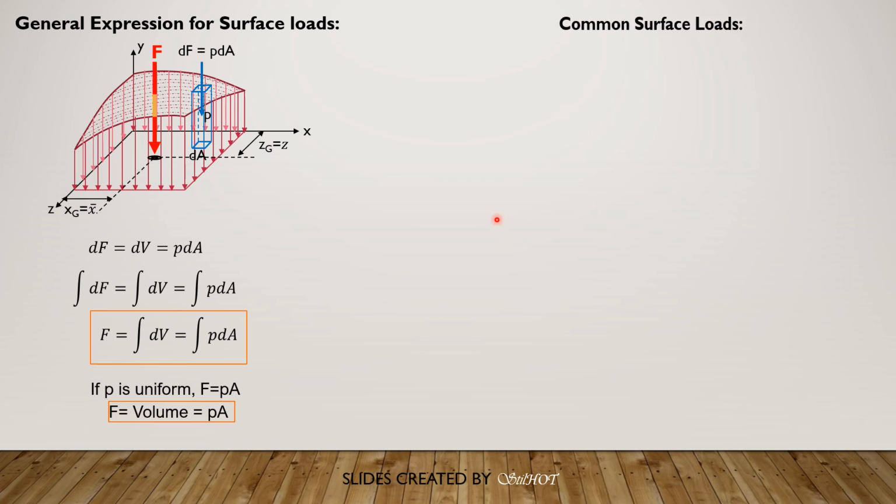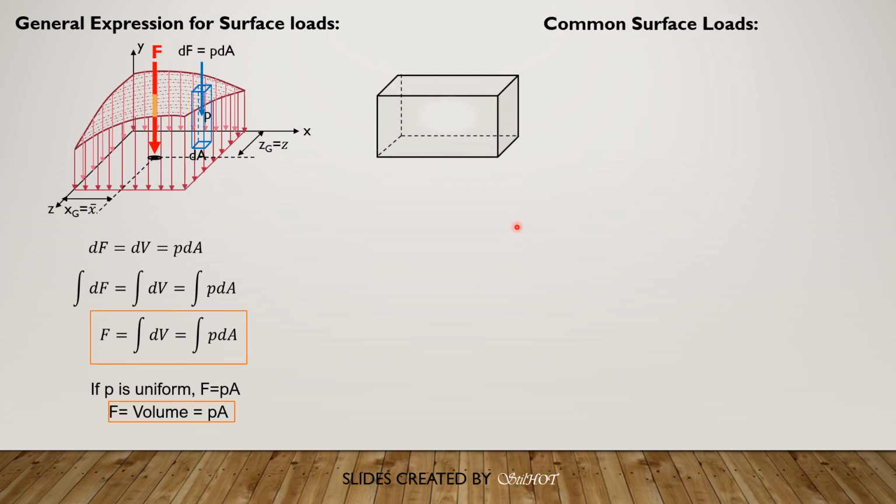So these are the common surface loads. So if we have a uniform P, and these are the dimensions, then F is simply pressure times AB. So F equals PAB, and it is located at A over 2 and B over 2.